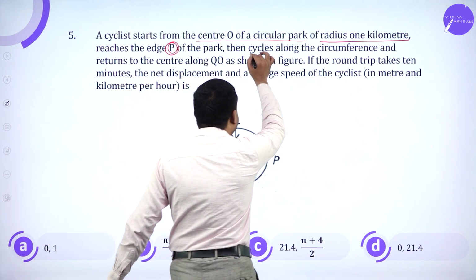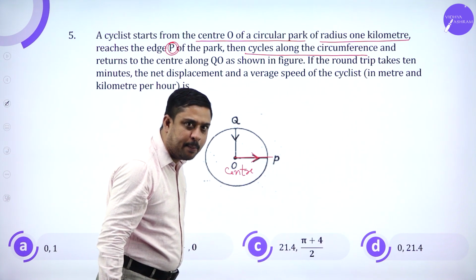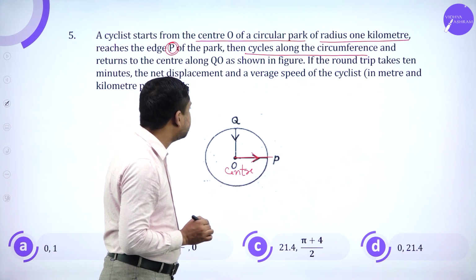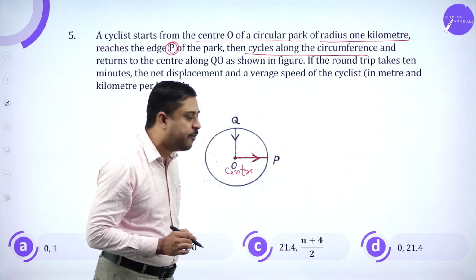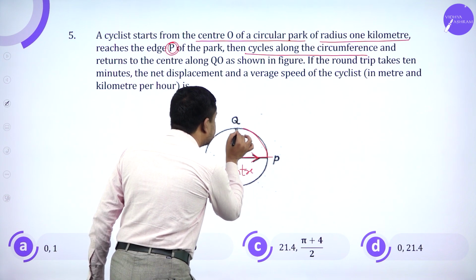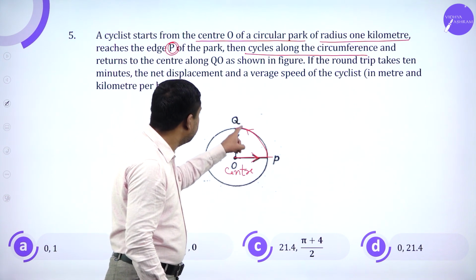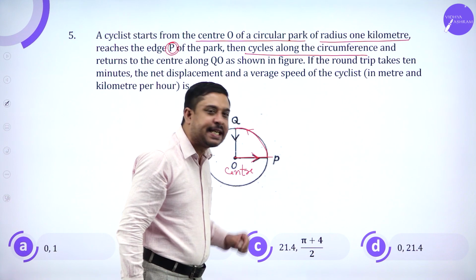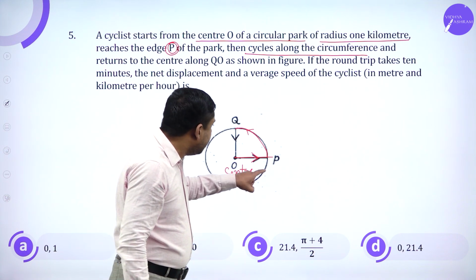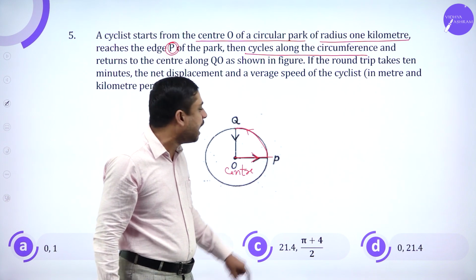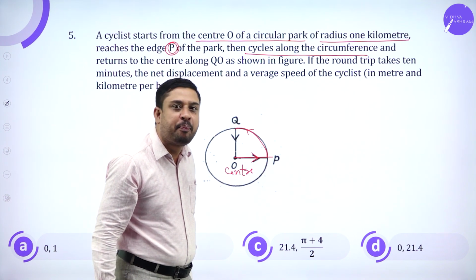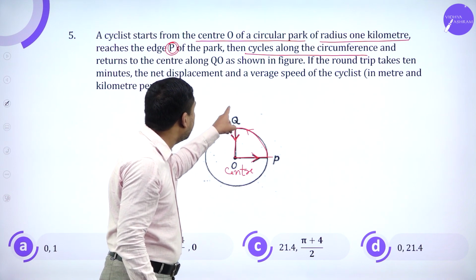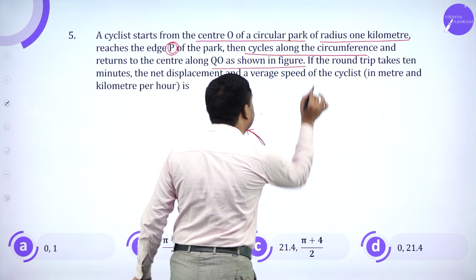Then he cycles along the circumference and reaches P. In the circumferential motion, P reaches the point Q. So first the OP directional travel is made, now he is moving circumferentially, travels along PQ and finally comes back to the center along QO as shown in the figure.